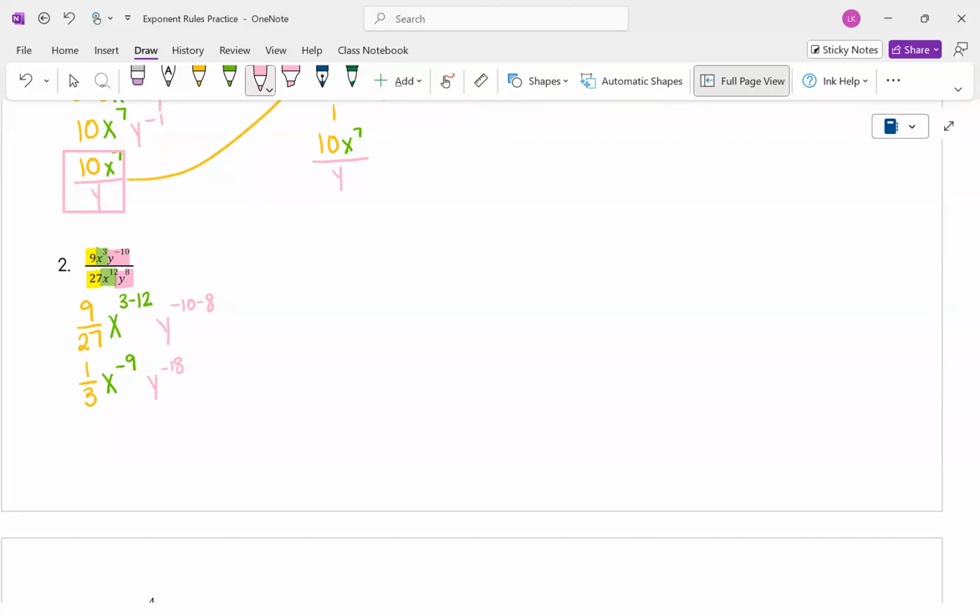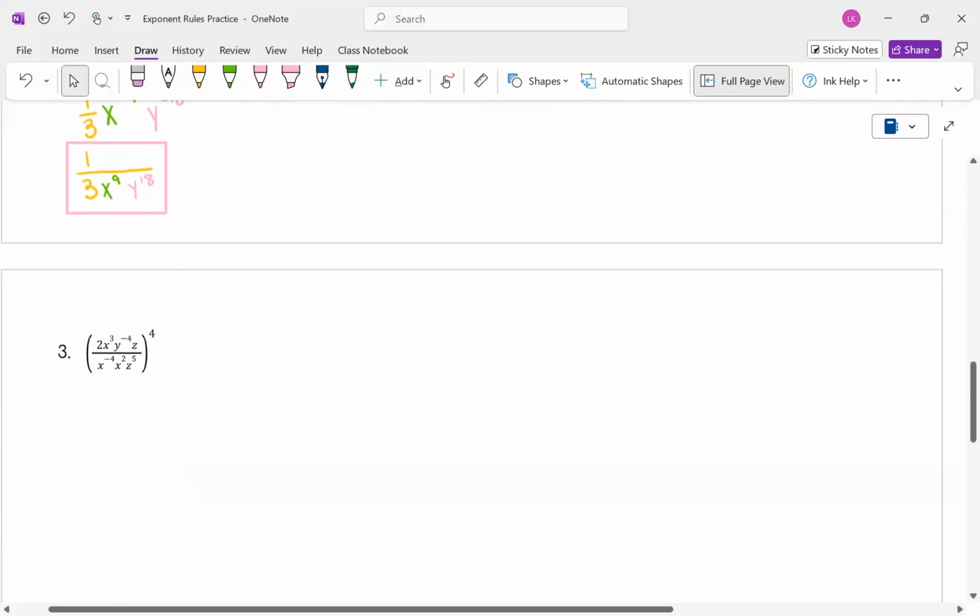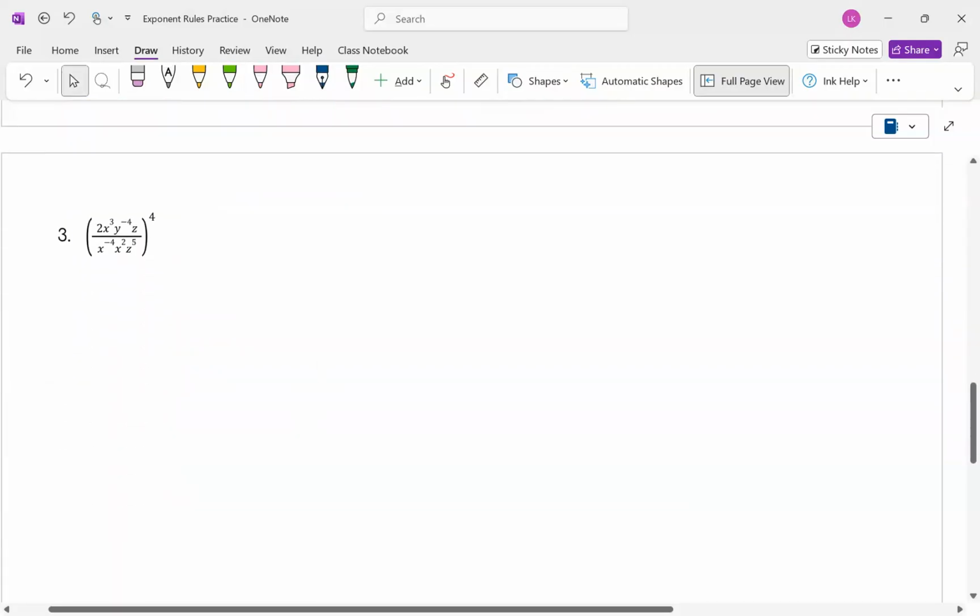Notice here that both of my exponents are negative, which means they are both going to end up in that denominator in my final answer. So this is going to be 1 over 3 x to the 9th, y to the 18th, and you're done. So if you already have a fraction, the x and the y just join the denominator and their exponents change to positive. All right, we have one last example here.